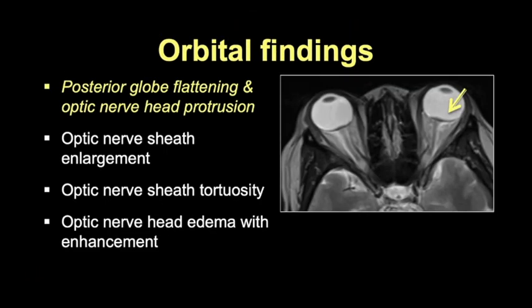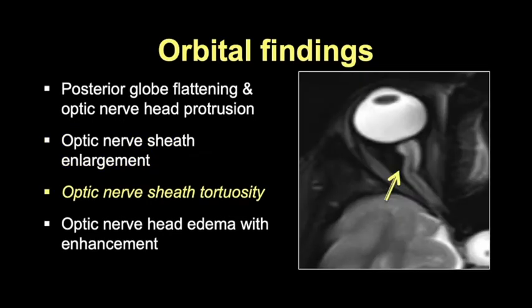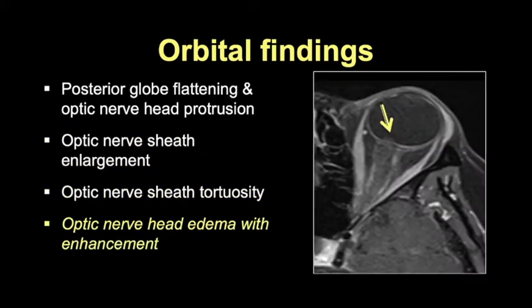And finally, the orbital findings associated with IIH, including flattening of the posterior globe and optic nerve head protrusion, optic nerve sheath enlargement and tortuosity, as well as occasional enhancement of the optic nerve head, are all associated with papilledema, which is actually rare when the patient is actively leaking, again, as their pressure may be close to normal at that time.